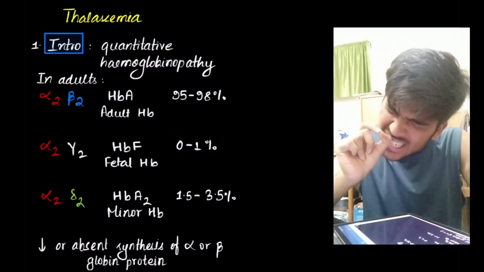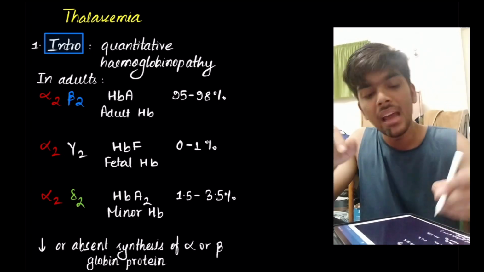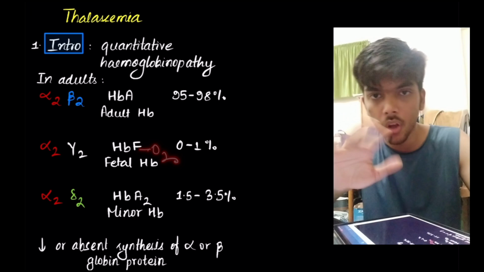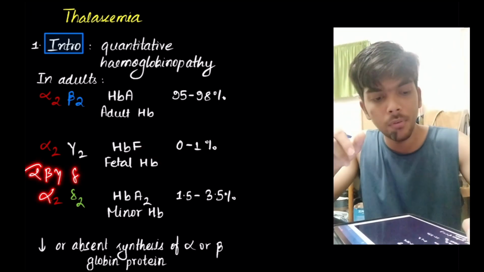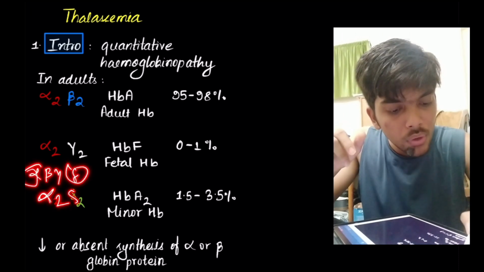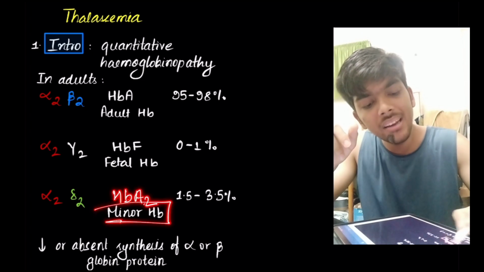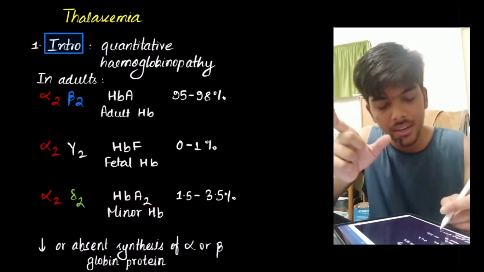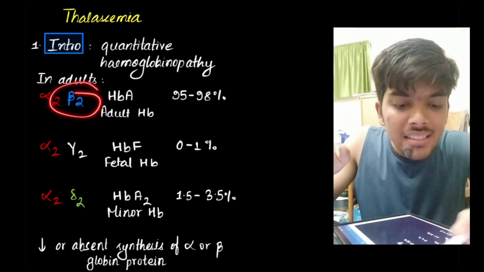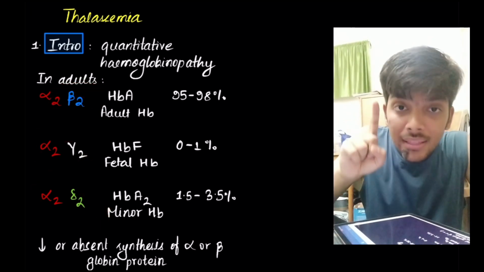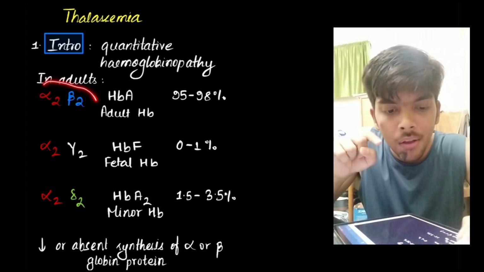It is found at a very low percentage in the adult body, but at a much higher percentage in the fetus, and it has a very high affinity towards oxygen. Third is alpha 2, delta 2, which is also called HbA2 or minor hemoglobin, found at a very minor percentage of 1.5 to 3.5%. Out of these 3 hemoglobins, the one found in majority in the human adult body is alpha 2 beta 2.